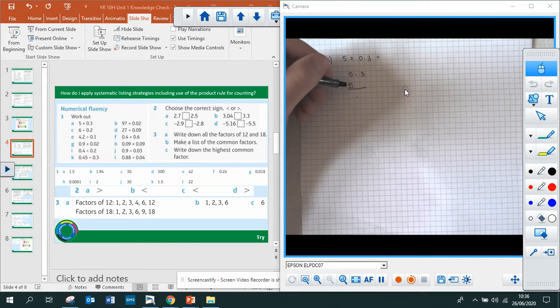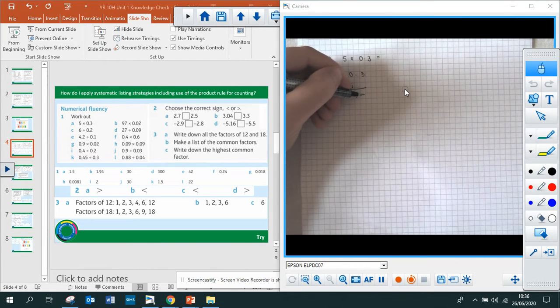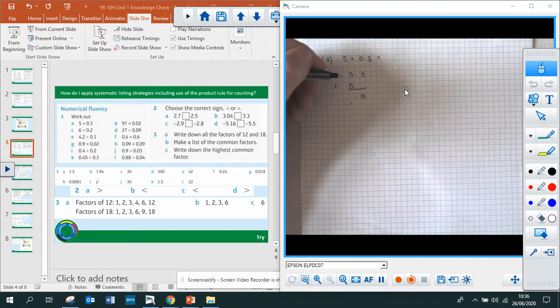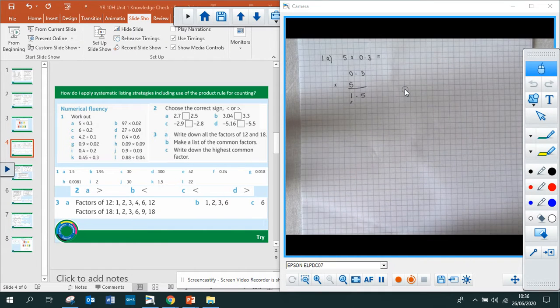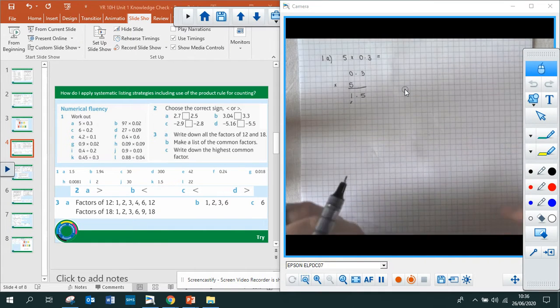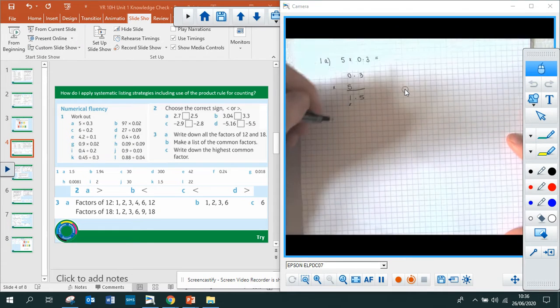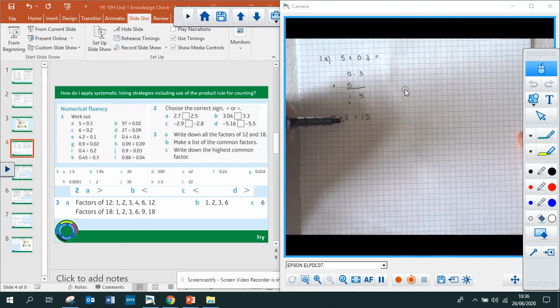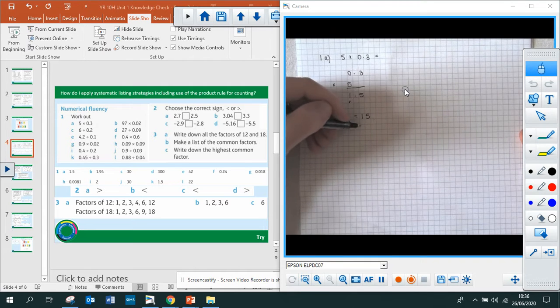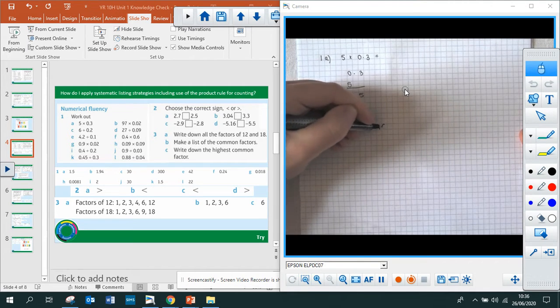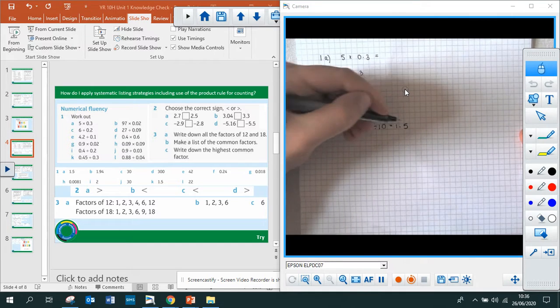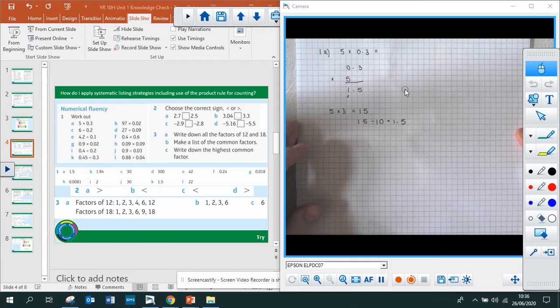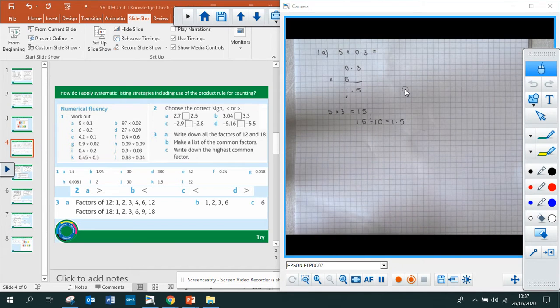Lining up your decimals, 5 times 3 is 15, so it's 5 carry 1. 5 times 0 is 0, add 1 is 1. So 1.5 is your answer there. Or you could have thought about, well, what is 5 times 3? 5 times 3 I know is 15, but actually 0.3 is 10 times smaller than 3, so I need to make my answer 10 times smaller. So if I did 15 and I made that 10 times smaller by dividing by 10, I would also get 1.5. It doesn't matter how you did that, as long as you've got to the correct solution.